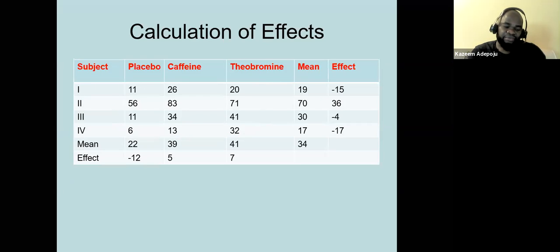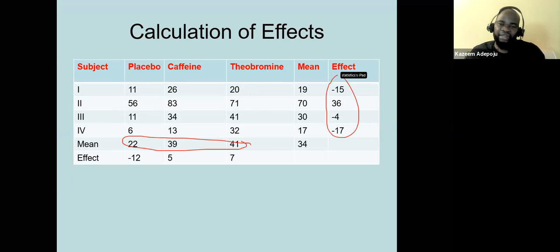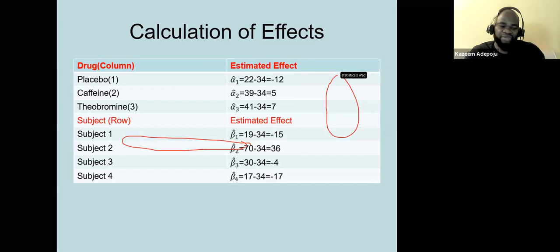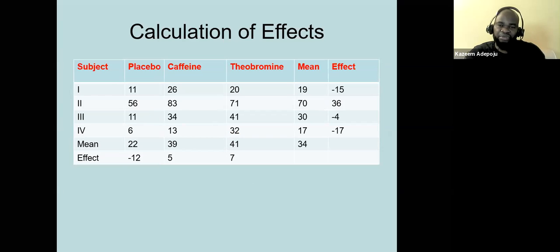And of course, don't forget that we have already obtained the mean effect of placebo, caffeine, and trebomine. How do we obtain all these? We have obtained all those and all these. That was what we're trying to do right here. We've been able to obtain all those, and obtaining that, then we're going to put them where they belong. Take a look at that right now.